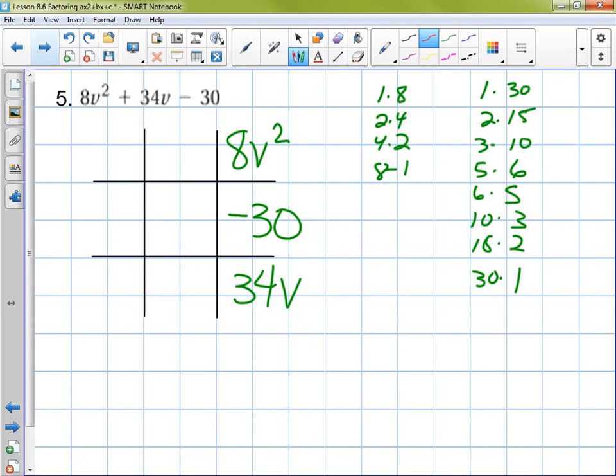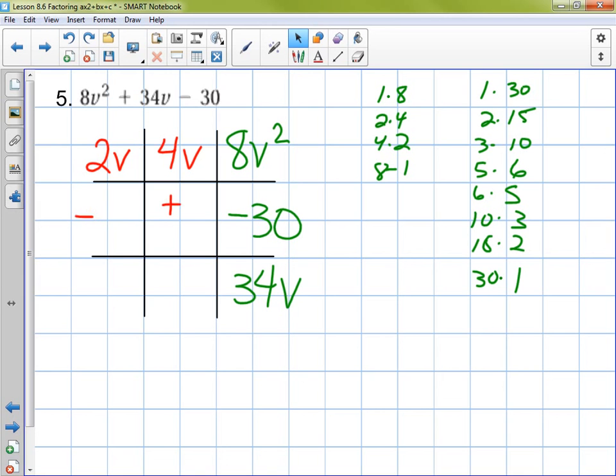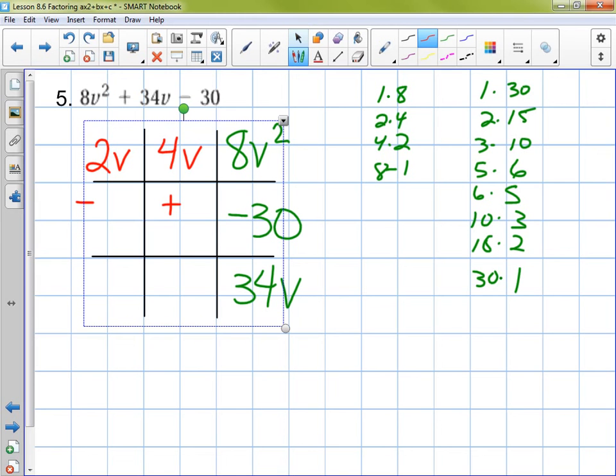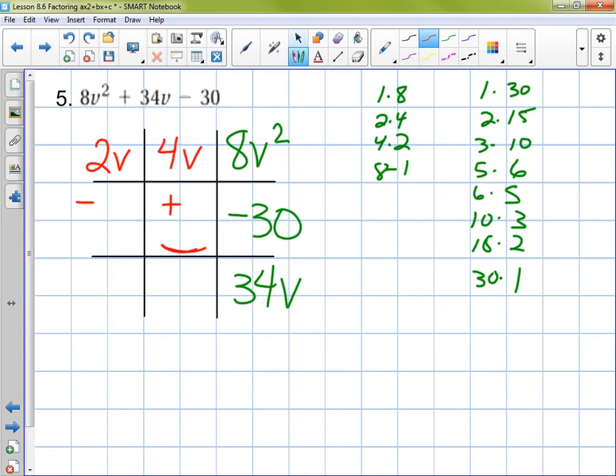So I'm going to start with 8v squared. Let's just try 2v times 4v. Negative 30, that's a negative number, so one has to be positive and one has to be negative. And who knows, it could be the other way around. I don't know yet. The last term is positive, so you know the bigger number has to be positive. So let's just try 6 and 5. Negative 6 times positive 5 is negative 30.